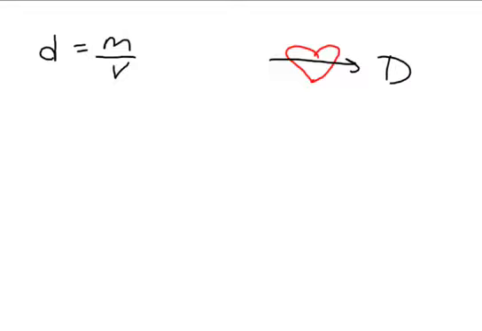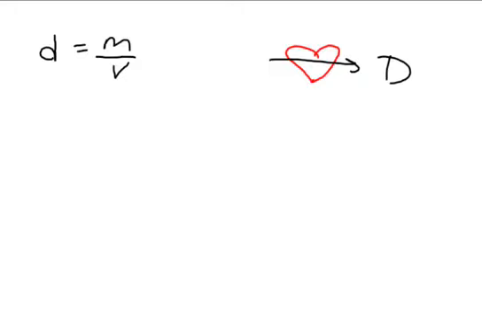So first we need to talk about units in our equation. We know that density is equal to mass over volume. Another way that we can remember this is that we love density. You see we got an m over a v there in the heart, so m over v is density.